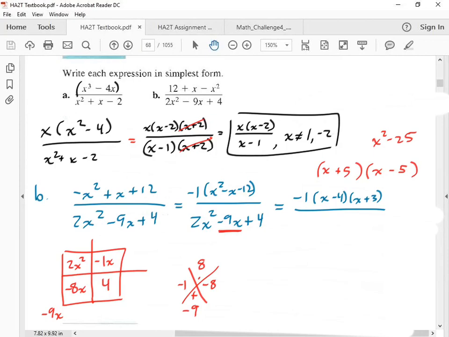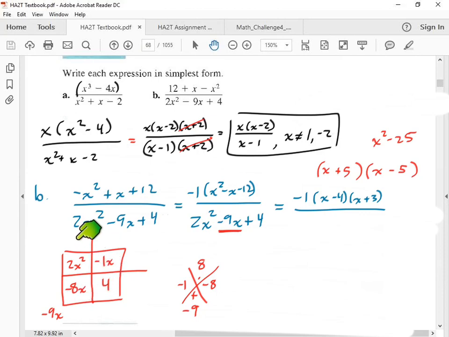How did I get this 8? I went 2 times 4. So the leading coefficient times the constant. You have to do that. It's because these two numbers have to multiply to give you the 8. Okay, so check this out. Now, -1 and -8, that gives us -9. So we're good.